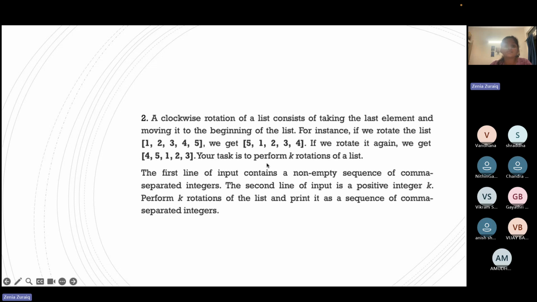But basically, get a list of numbers as input, and get K as the other input. K tells you how many rotations you have to do. And you have to perform K rotations and print it as a sequence of comma separated integers. So I think this is also an interesting program that you can all try. So please try it. I'll give you a few minutes.